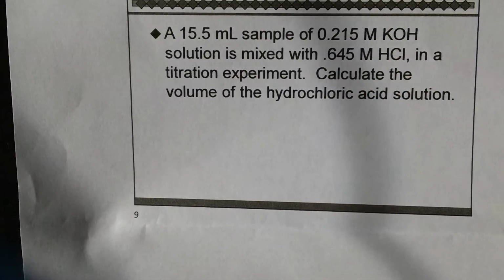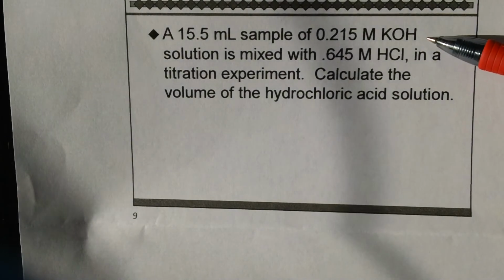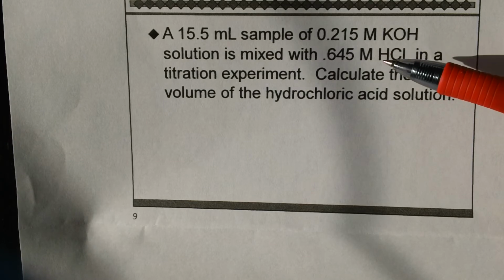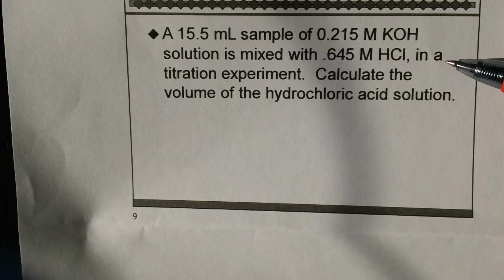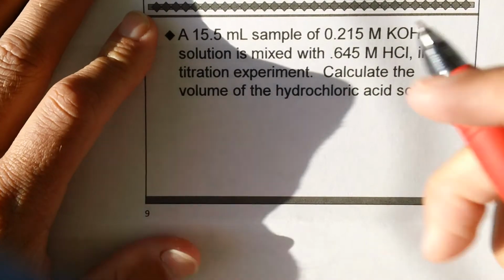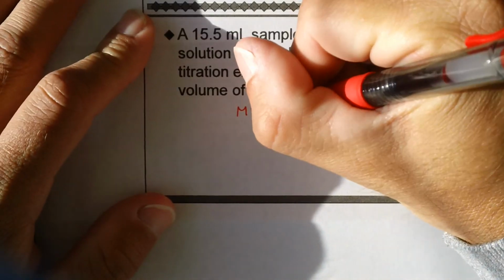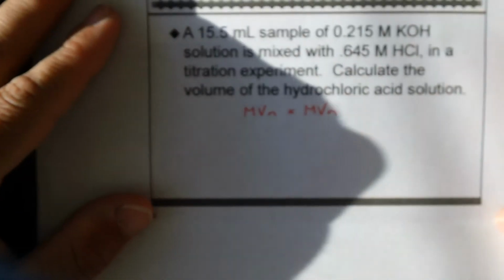This one says you have a 15.5 milliliter sample of KOH, acid or base. That should be the base. Solution's mixed with 0.645 molar HCl. That should be our acid. You should be able to name those things. That's hydrochloric acid. In a titration experiment, calculate the volume of the hydrochloric acid. Here we go, generic equation, MVN equals MVN.